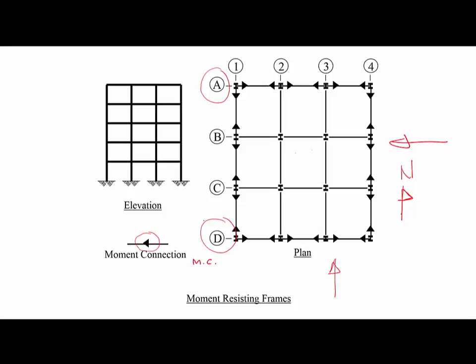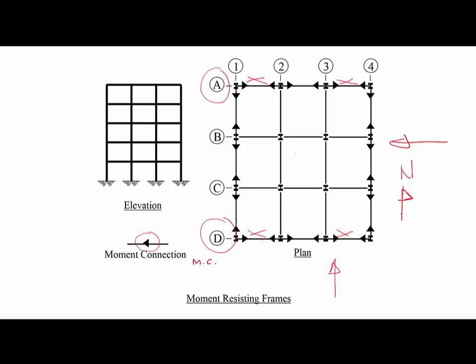Now instead of moment frames along lines A and D, we may be able to put brace frames. It is possible, instead of putting moment frames, to put brace frames. Then in the north-south direction we can have moment frames along lines 1 and 4, and in the east-west direction we can have brace frames along lines A and D. It is also possible to do that. Again, it depends on architectural requirements.